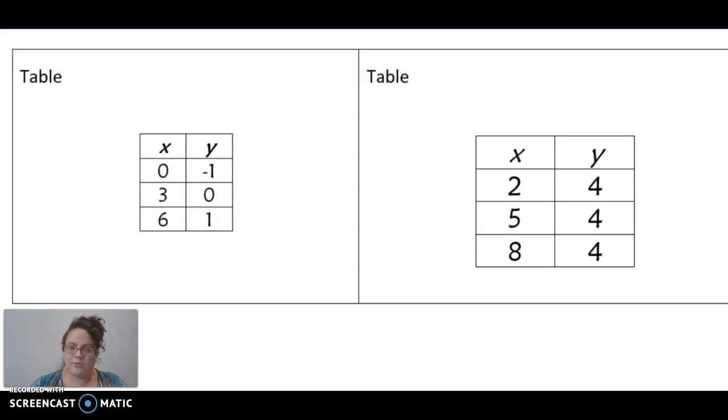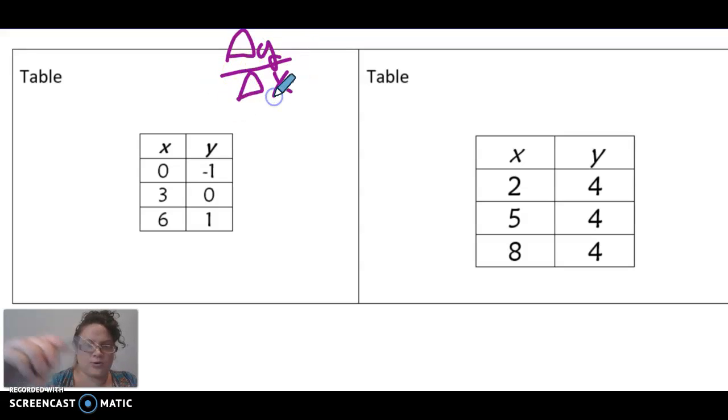Hi everyone, so we are moving on to finding the slope from a table. Just a reminder, slope, otherwise known as rate of change, is the change in y over the change in x, or the vertical change over the horizontal change. So when we have a table, we're looking for the change in y over the change in x.